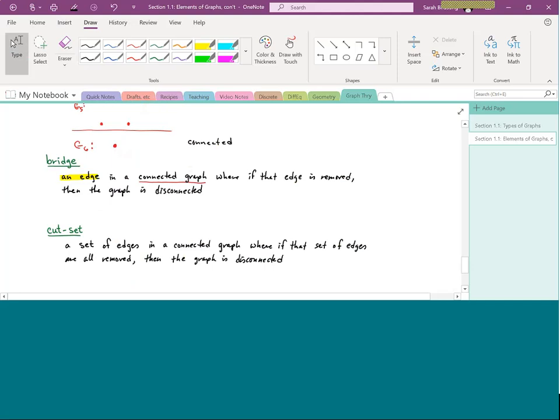So a cut set is some set of edges. It's actually okay to have only one edge, but that's when you'd have a bridge. Again, you're in a connected graph where if you remove the entire set of edges right here, then the graph will be disconnected. Okay?